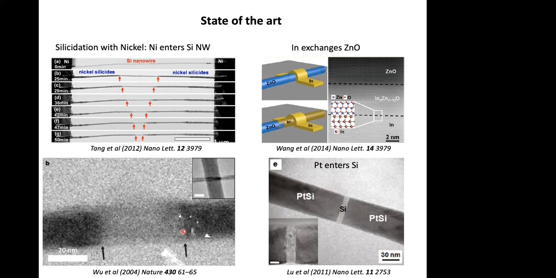And you can find many papers in literature, mainly silicon and nickel, or germanium and nickel, but also with platinum in silicon. So here you see very nice, well-defined silicon region, or indium in zinc oxide nanowires. In all these papers, an intermetallic phase is created. So it's not a pure metal. And this is different from the system I will show you in the following, germanium and aluminium.